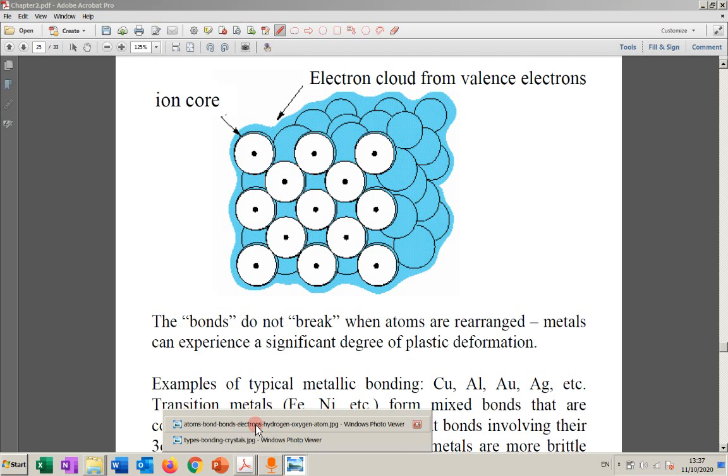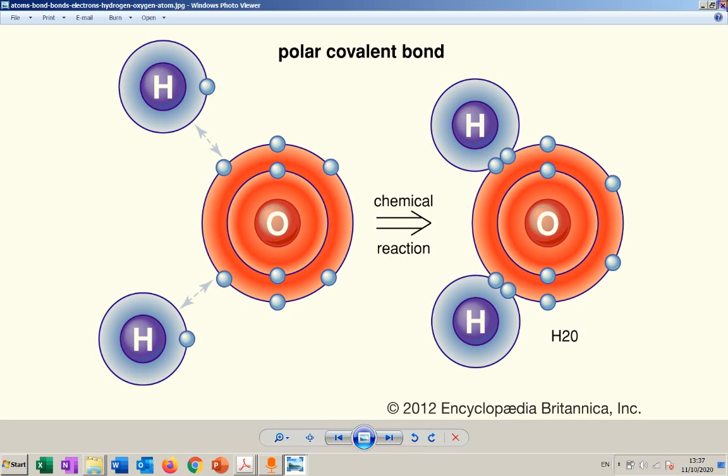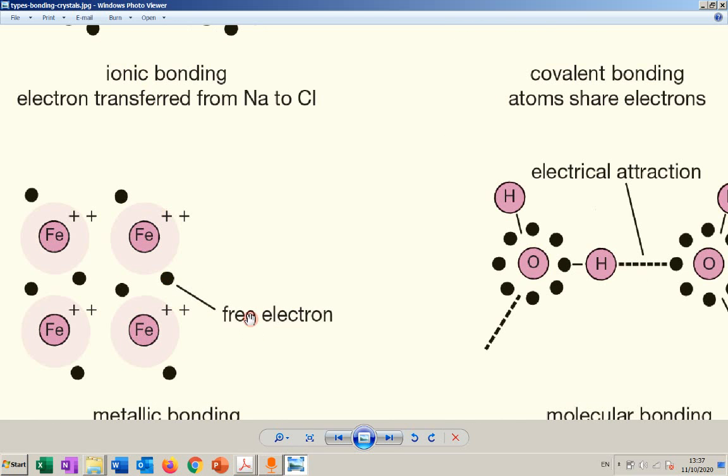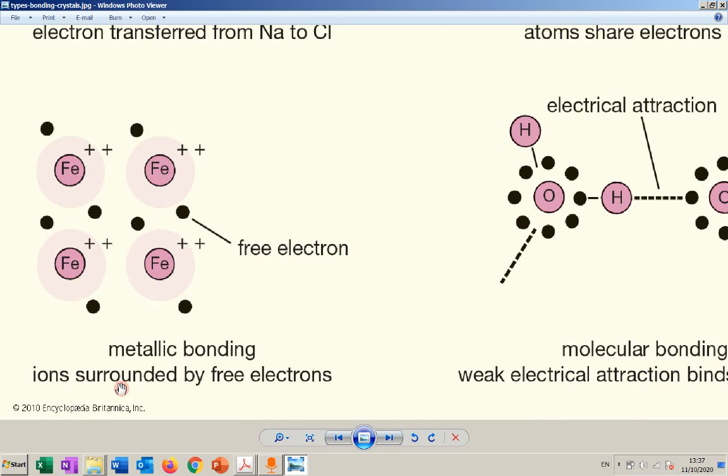And how does it look in a better way to check them? It will be something like this. They call them free electrons. Metallic bonding is ions surrounded by free electrons. So each of them gives up electrons, and they call it an electron sea. There will be a lot of electrons around them. The ions will be positively charged, and the electrons are negatively charged. So they will be surrounding those atoms of, for example, iron. We call this metallic bonding.